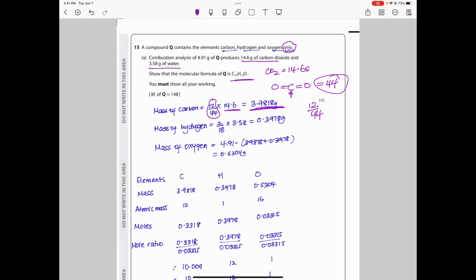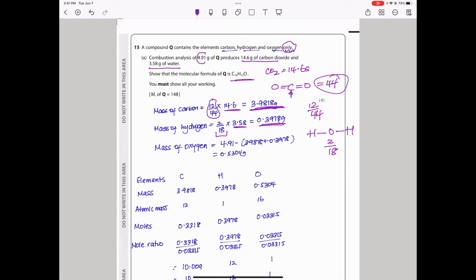Do not round off too much to smaller significant figures. Leave it unrounded off as much as possible in order to minimize the error carried forward. Now in water, because water is hydrogen, oxygen, hydrogen, and each hydrogen is 1, it's going to be 2 out of 18. So 2 over 18 times the mass of water gives us the mass of hydrogen.